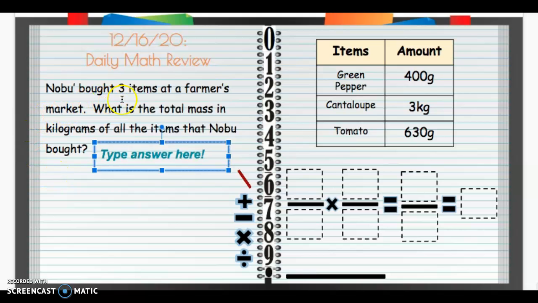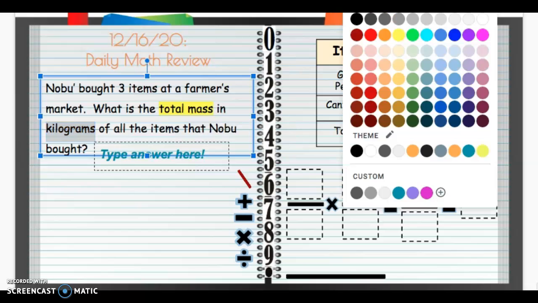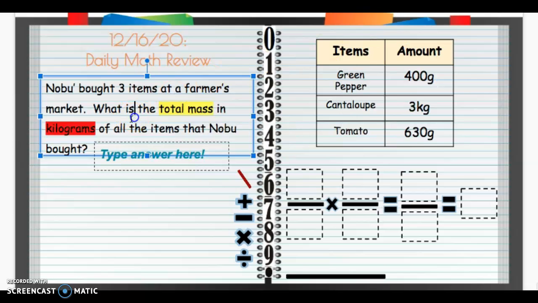Nobu bought 3 items at a farmer's market. What is the total mass in kilograms of all the items that Nobu bought? So we're looking for the total mass in kilograms. That's where we were trying to get to. We want to get to kilograms of all of the items, meaning every single item that Nobu bought.